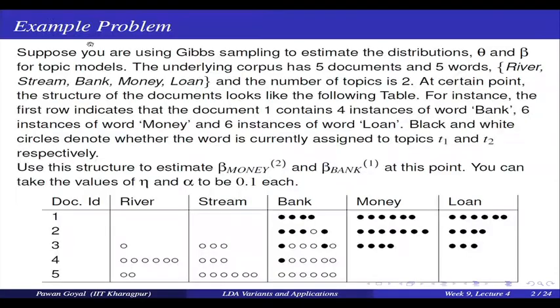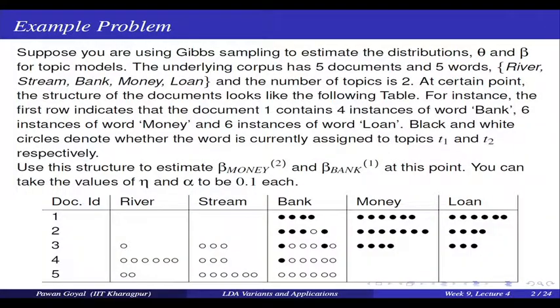So let's take this example problem. You are given a corpus that has 5 documents, with document IDs 1, 2, 3, 4, 5, and 5 words: river, stream, bank, money and loan. And there are only 2 topics that you want to estimate. Now this is when you are doing Gibbs sampling. At a certain point of time you are given the different assignments of topics to the words in the documents. So what do you see here?